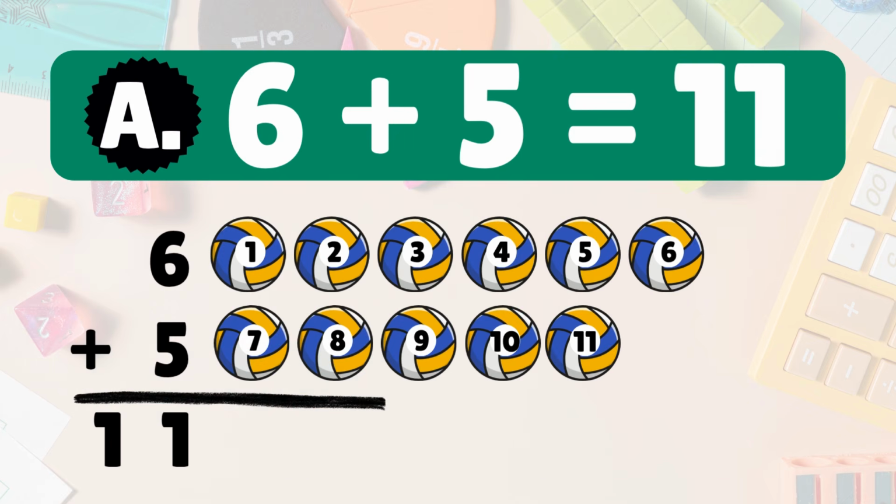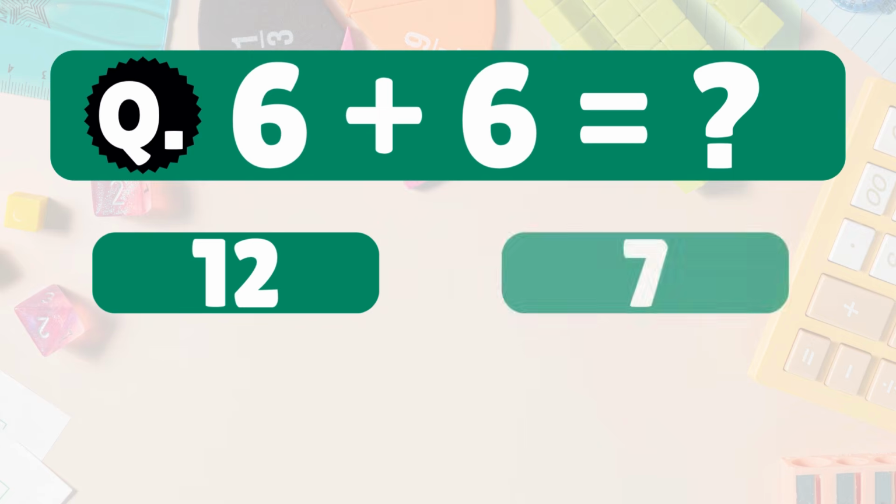6 plus 5 equals 11. Count it loud. 1, 2, 3, 4, 5, 6, 7, 8, 9, 10, 11. Let's go. 6 plus 5 equals 11. Woohoo! Next 6 plus 6 equals?